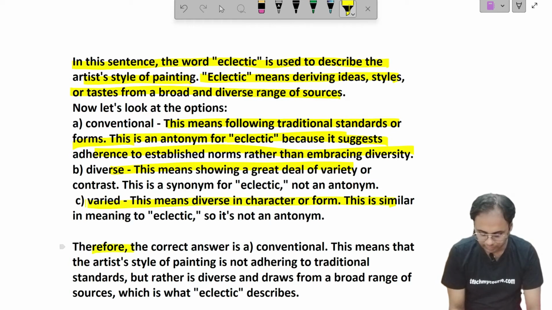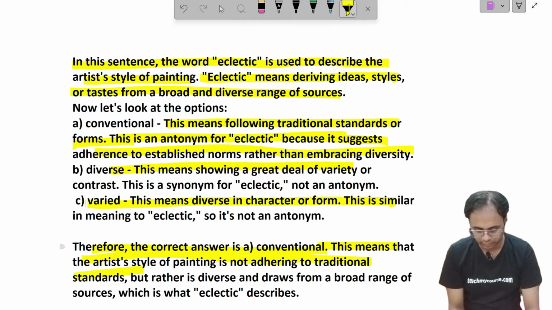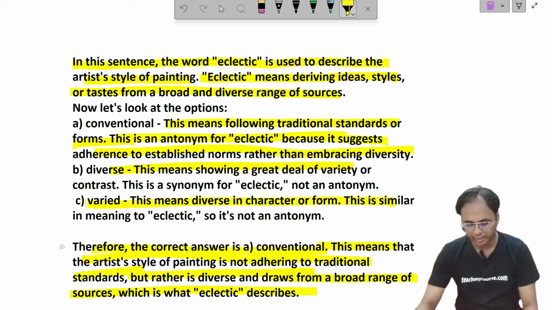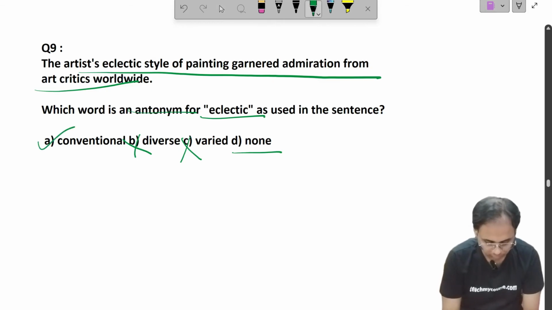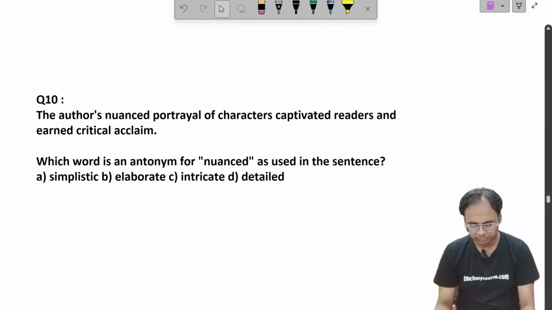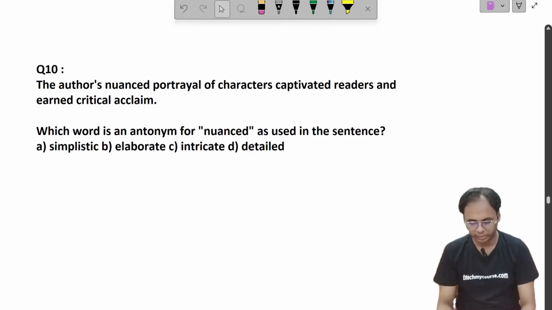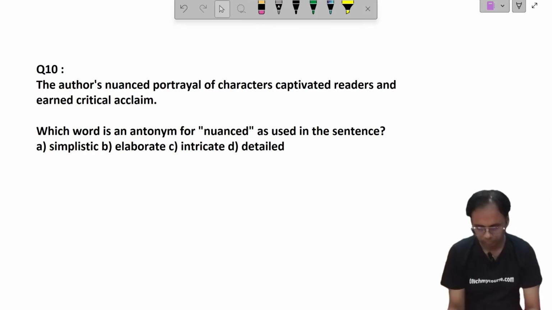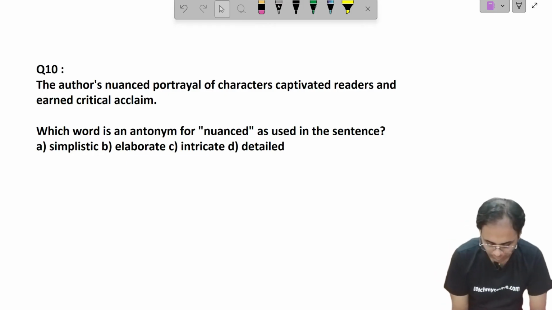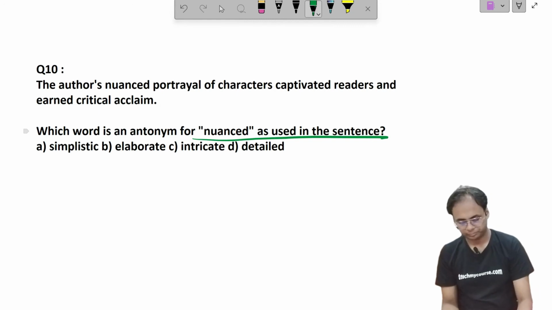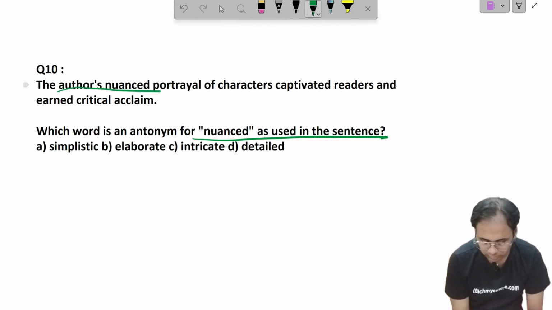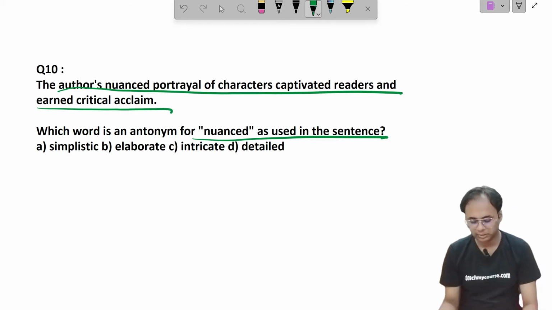Okay, therefore the correct answer is A, which is conventional, which means that the artist's style of painting is not adhering to traditional standards, but rather is diverse and draws from a wide range of sources, which is what eclectic describes. Okay, so clearly conventional is the antonym. Next we see: the author's nuanced portrayal of characters captivated readers and earned critical acclaim. Okay, which word is an antonym for nuanced as used in the sentence?